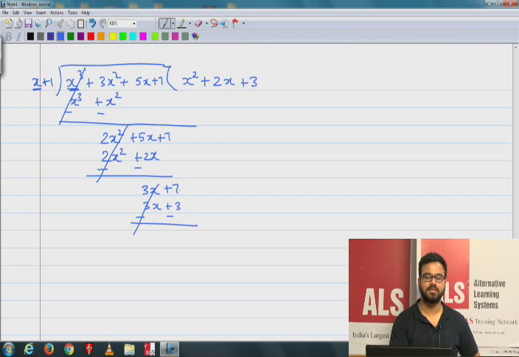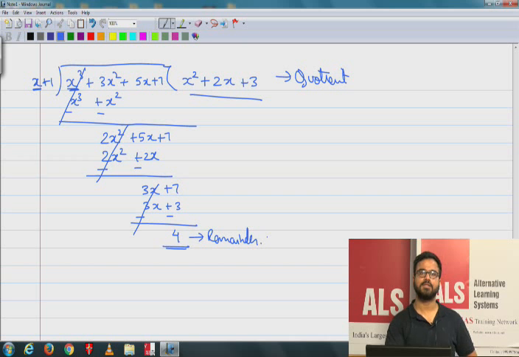So it will get cancelled out. So 7 minus 3, that will be 4. So here this is called your quotient and this is called the remainder. So this is the question I solved. Now I am giving you one question. Try this on your own, then we will discuss that one.